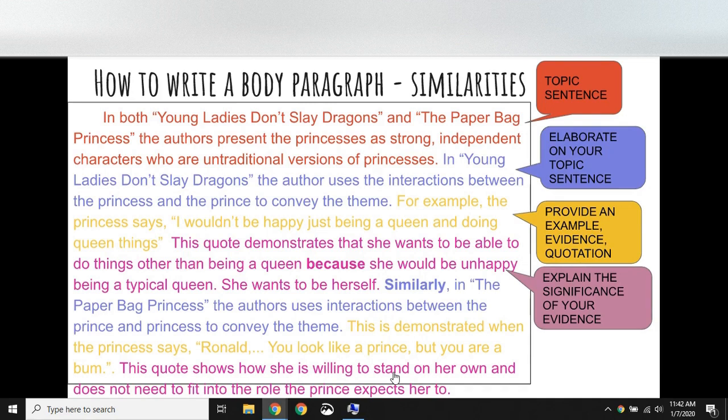Have you noticed that all of this information is directly exactly what we wrote in our compare and contrast comparison chart? That's why we did it. That's your organizer. That's where you organize your thoughts. This quote demonstrates that she wants to be able to do other things than being a queen because she would be unhappy being a typical queen. She explains. That's where you explain the evidence that you chose. Do you see how it's very much structured like the information that you've already gathered?